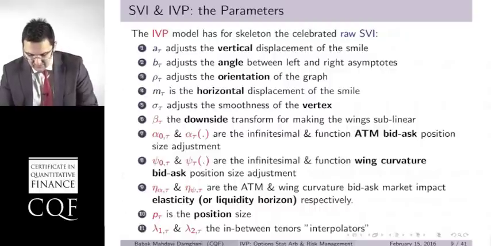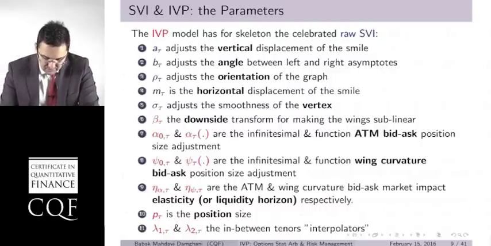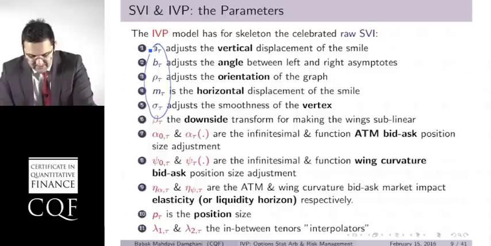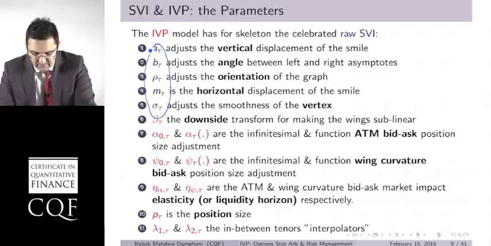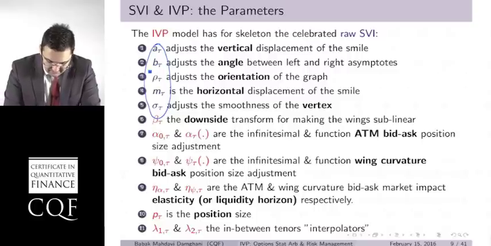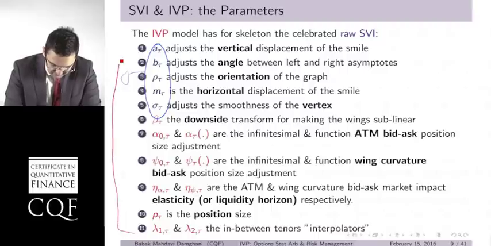Let's now talk about how the SVI and the IVP are related to each other. Essentially, in blue here, you have a set of 5 parameters per tranche or per tenor for the SVI, and the IVP completes these 5 parameters by adding these other parameters in red. So this is the IVP model, and this is the SVI model right here in blue.